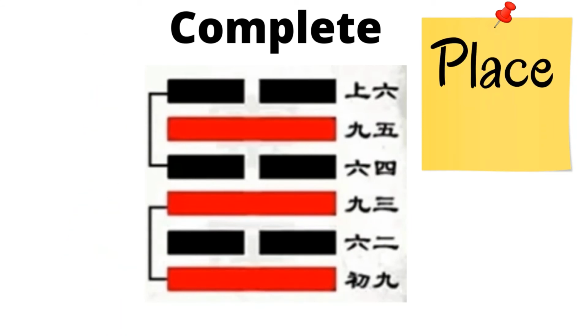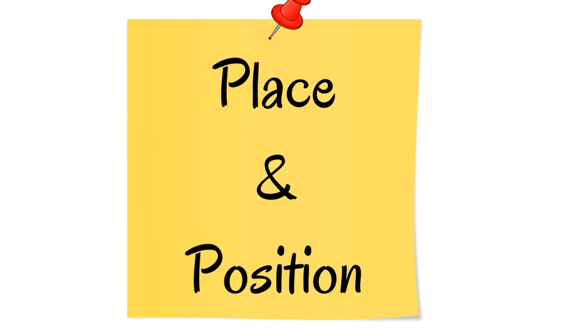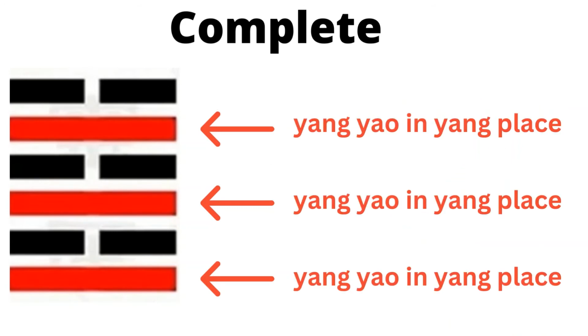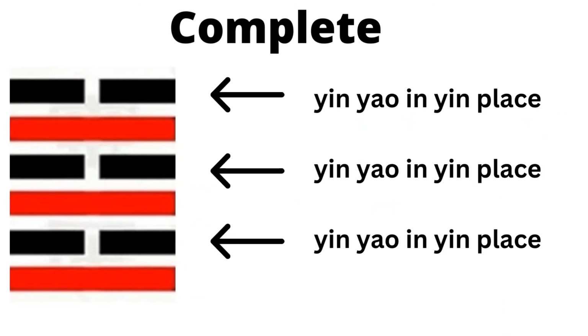Another good sign is about place. What is place? The Book of Changes concerned the theme of position. In a hexagram complete, all 6 yaos are in the right position. What does right position mean? Yang yao in yang place. Yin yao in yin place.